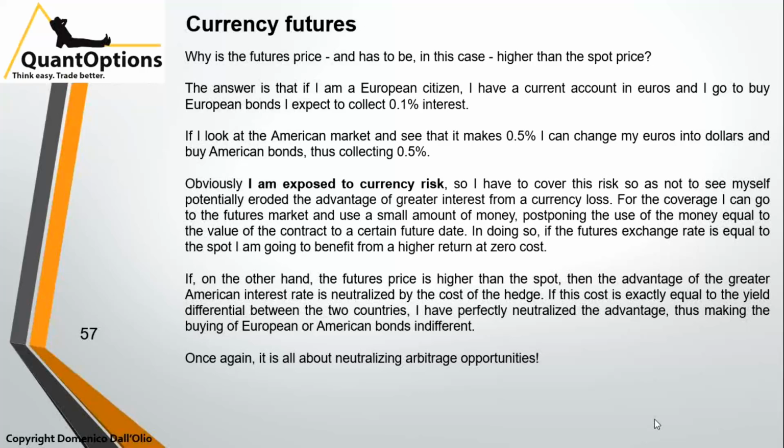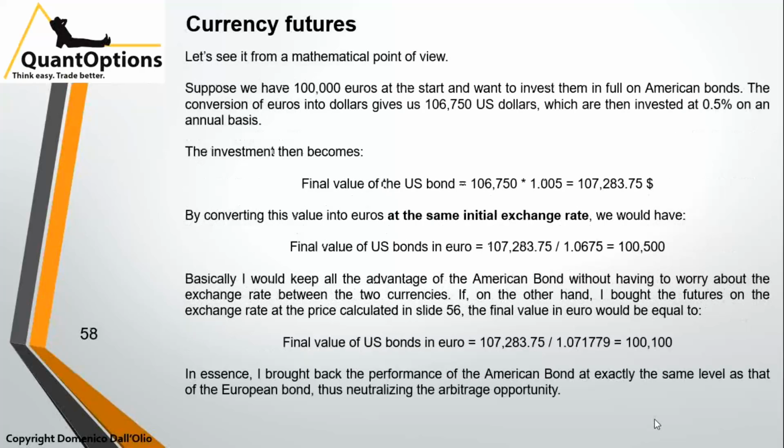If, on the other hand, the futures price is higher than the spot, then the advantage of the greater American interest rate is neutralized in part or totally by the cost of the hedge. If this cost is exactly equal to the yield differential between the two countries, I have perfectly neutralized the advantage, thus making the buying of European or American bonds indifferent. And once again, it is all about neutralizing arbitrage opportunities. Let's see all of this in numbers because it's much easier to understand.